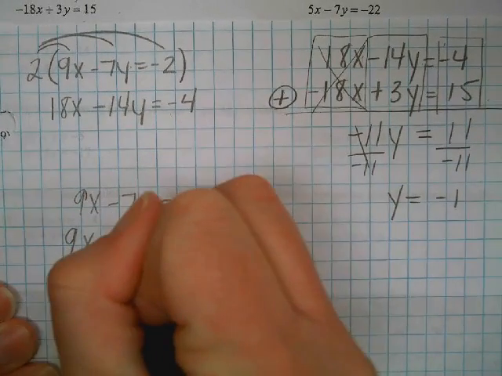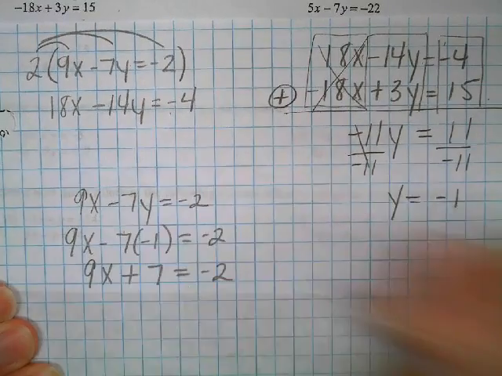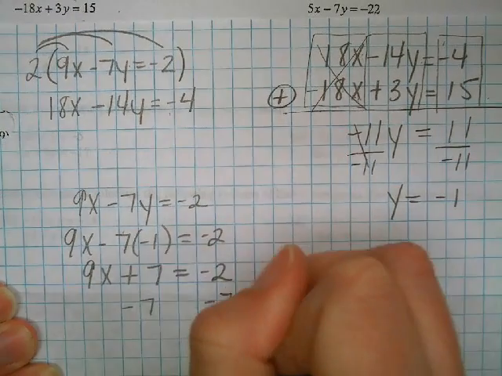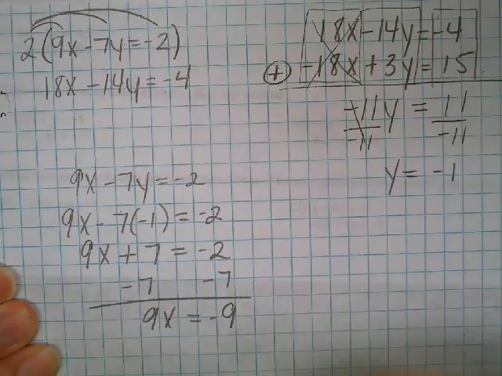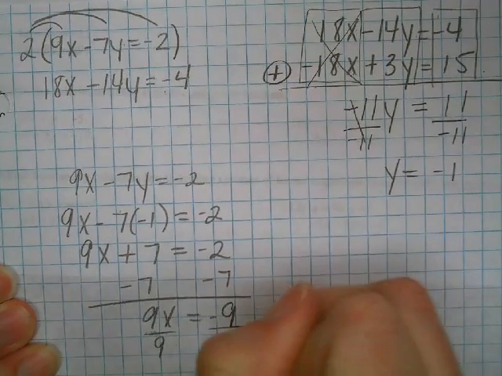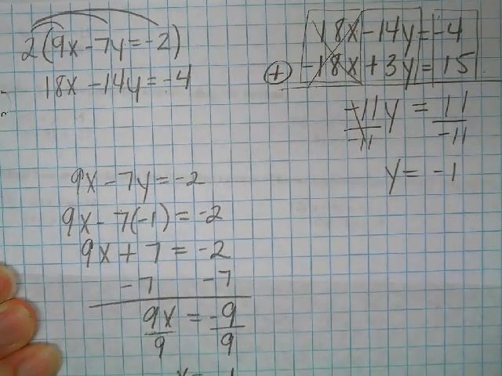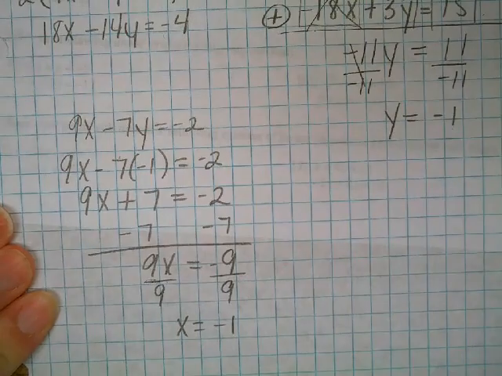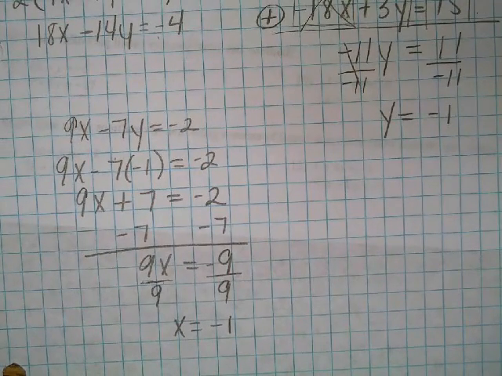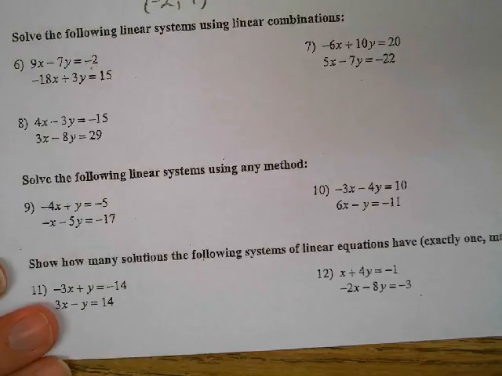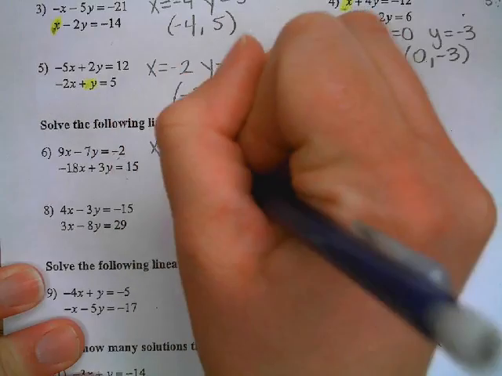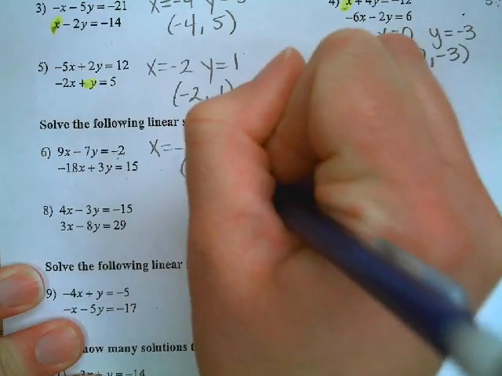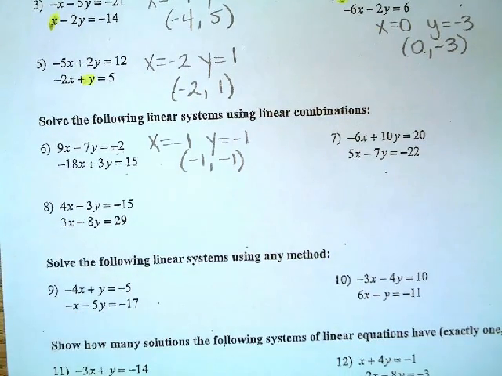So this simplifies to 9x plus 7 equals negative 2. Subtract 7 on both sides, so you get 9x equals negative 9. Then divide both sides by 9, and you'll get x is negative 1. So you have x is negative 1 and y is negative 1. I'm going to write that on the actual study guide. So x is negative 1, y is negative 1, so your ordered pair is negative 1, negative 1.